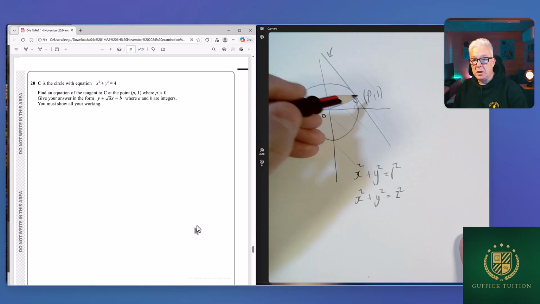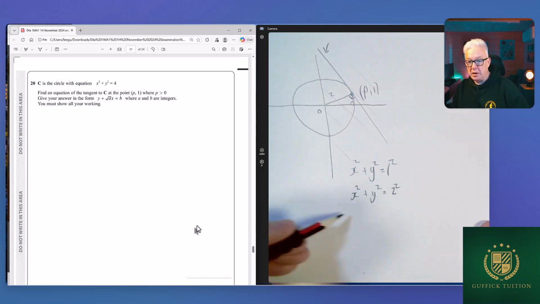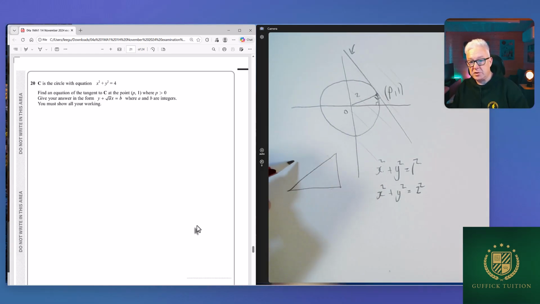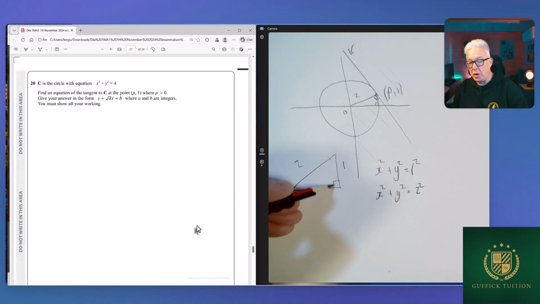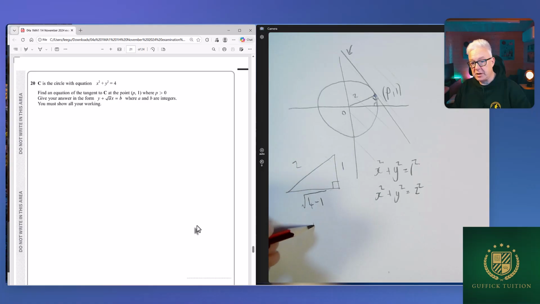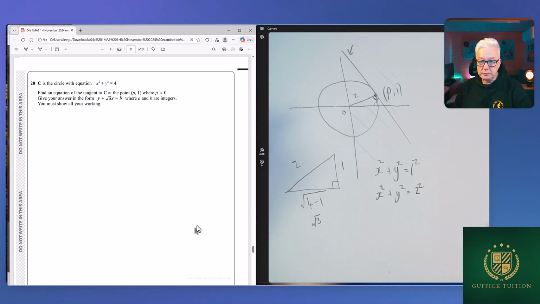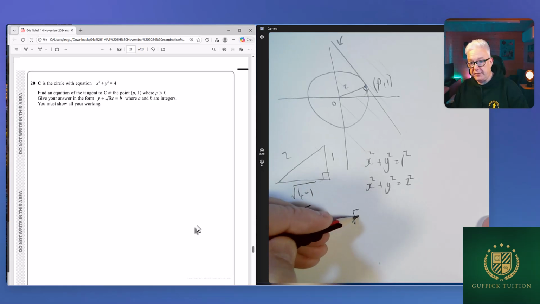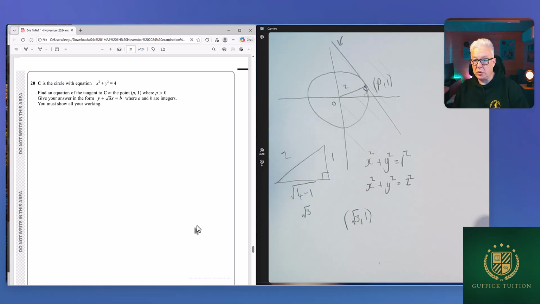The p-value. Because in our triangle, if I draw an enlarged version of this triangle here, we've got a radius of 2, and we know the y value is 1. So this value here, that's going to give us the p coordinate, is going to be given by that squared take away that squared. In other words, 4 take away 1, and we square root it, so it's going to be root 3. So root 3 is the value of p. So the coordinate of P is therefore root 3, 1. Great, so that's the first thing established.